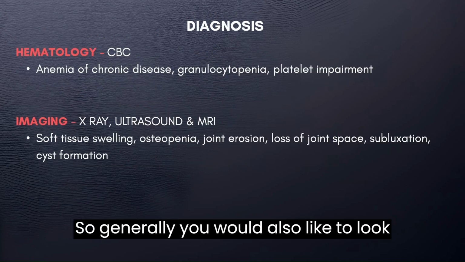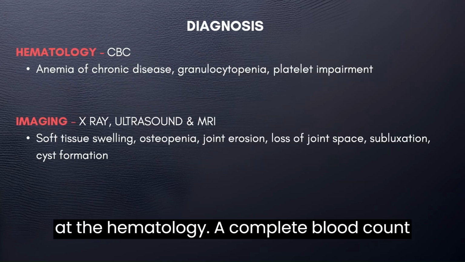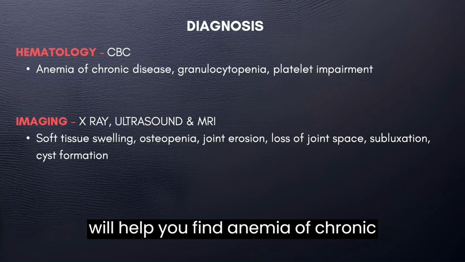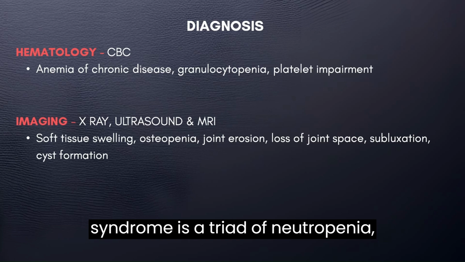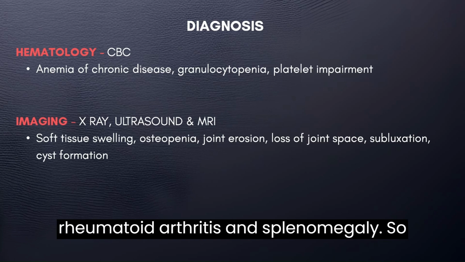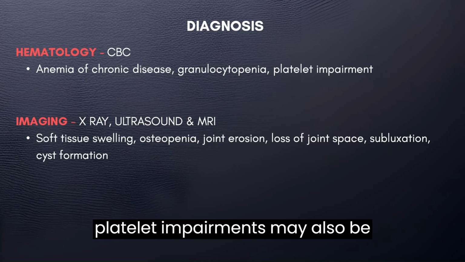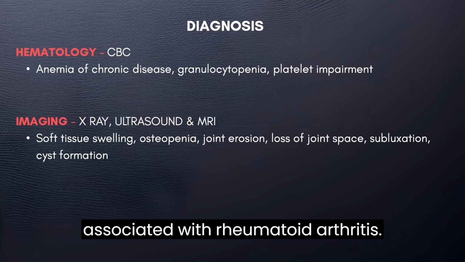So generally, you would also like to look at the hematology. A complete blood count will help you find anemia of chronic disease and granulocytopenia. Felty's syndrome is a triad of neutropenia, rheumatoid arthritis, and splenomegaly. So platelet impairment may also be associated with rheumatoid arthritis.